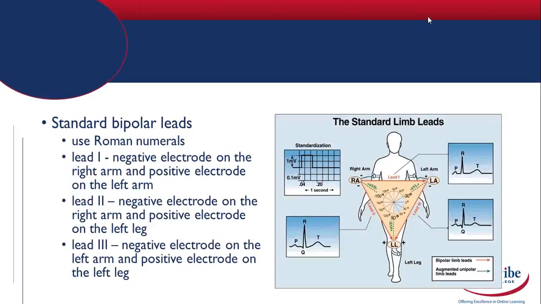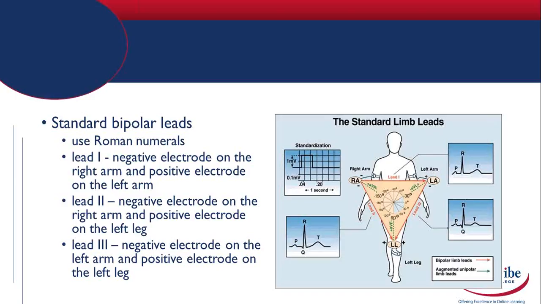So they have what they call the standard bipolar leads. You might also hear this term called limb leads, LIMB. And the reason they do that is because they actually put them on your limbs, or your arms and your legs. That's why they call them limb leads. You want to be sure to use the Roman numerals. So lead I, lead II, lead III, Roman numerals.